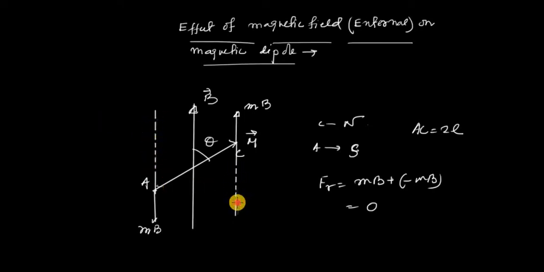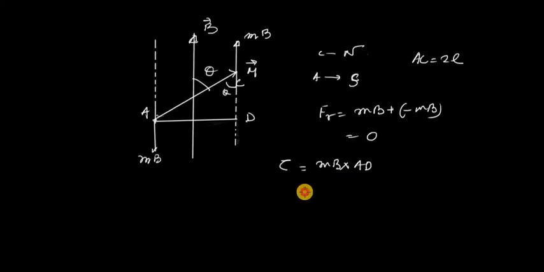So when the two forces act on different lines, a torque acts on the dipole. How do you define torque? Torque is force times the perpendicular separation between the lines of action of the two forces. The perpendicular separation is AD. Since this angle is theta, this is also theta, so AD is AC sin theta.